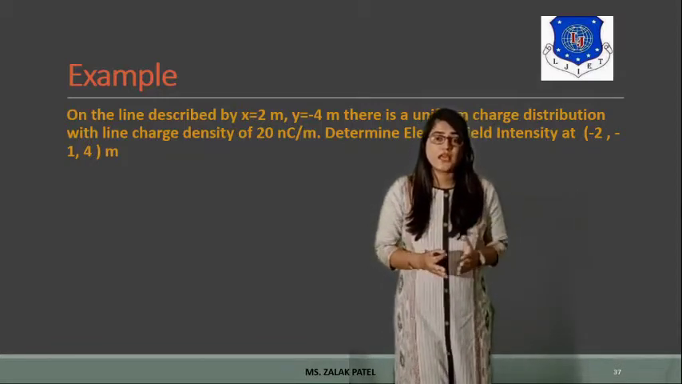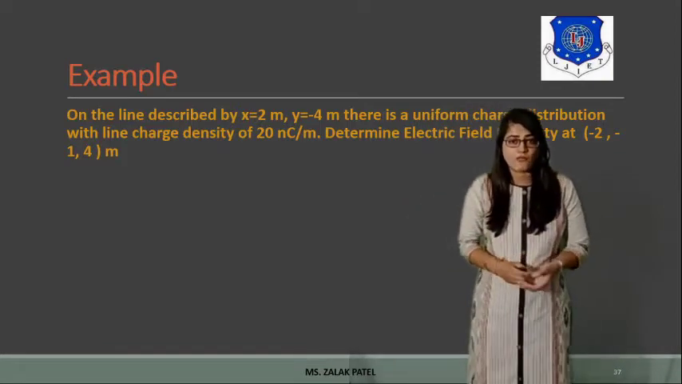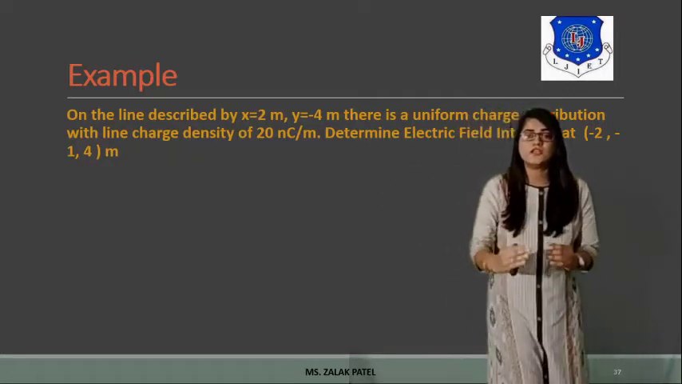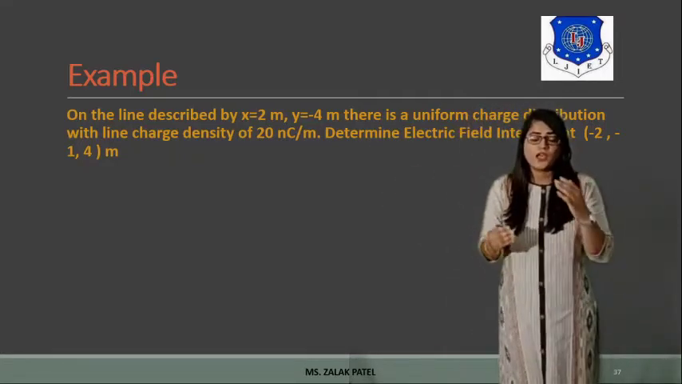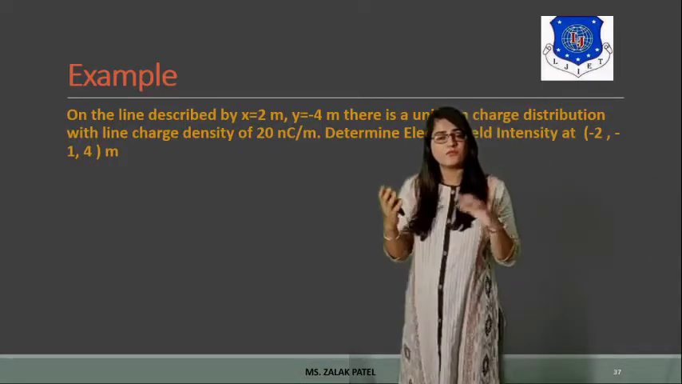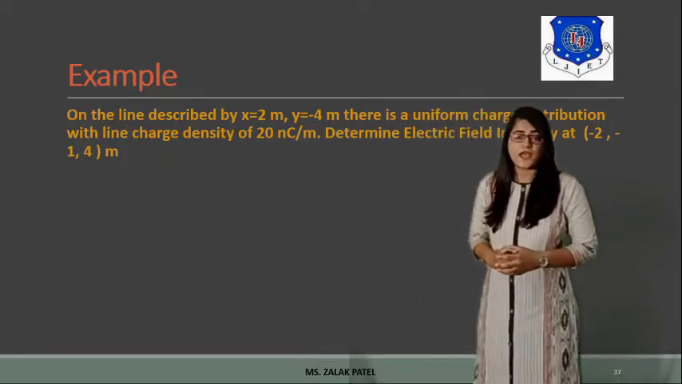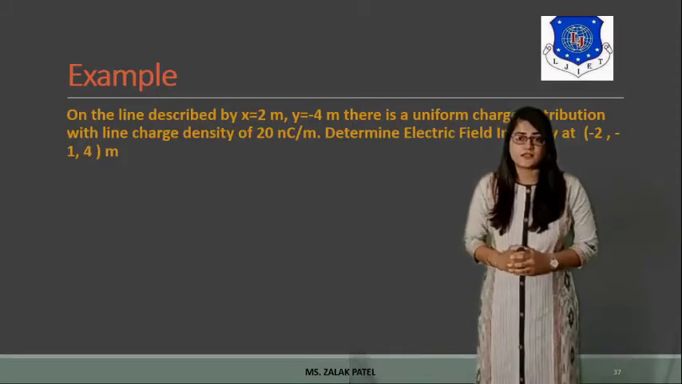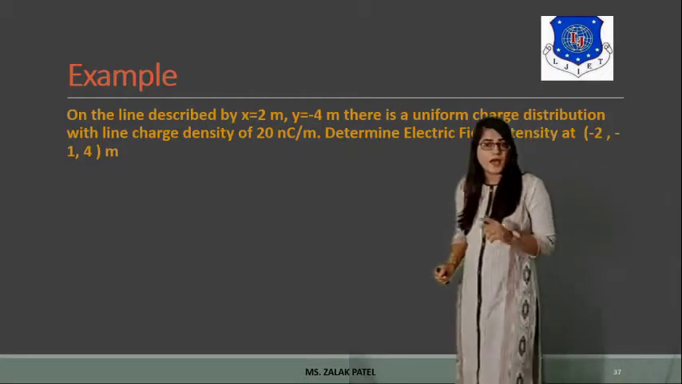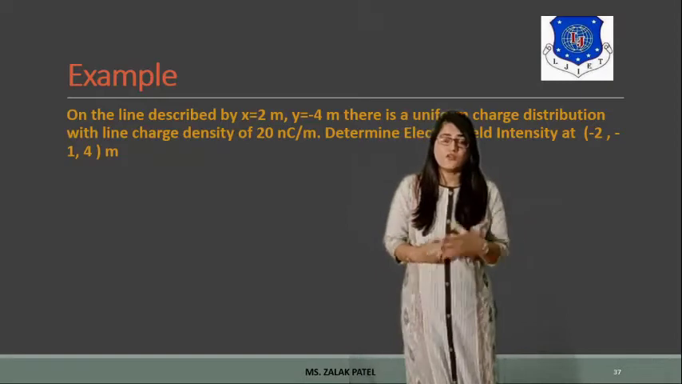For the uniform line charge, field intensity is given by rho L upon 2 pi epsilon 0 r, a r bar. Here the value of rho L is 20 nanocoulomb, meaning 20 into 10 raised to minus 9. Now you have to find out R and a R bar. If you get both the values, then you can easily solve this example. So let's get the value of R, that is the distance. What is the distance for measuring the electric field intensity? The electric field intensity at (-2, 1, 4) we have to calculate.